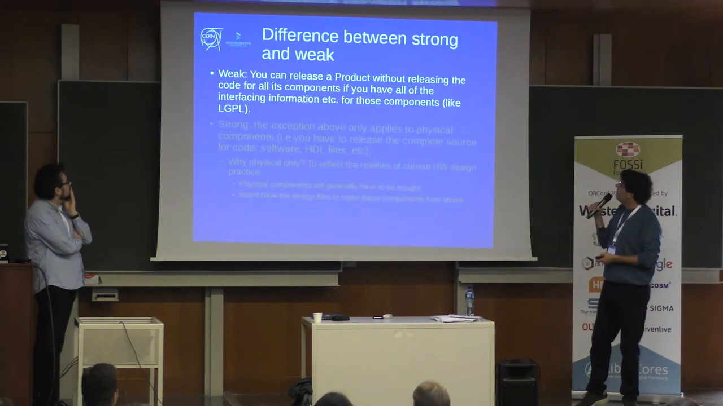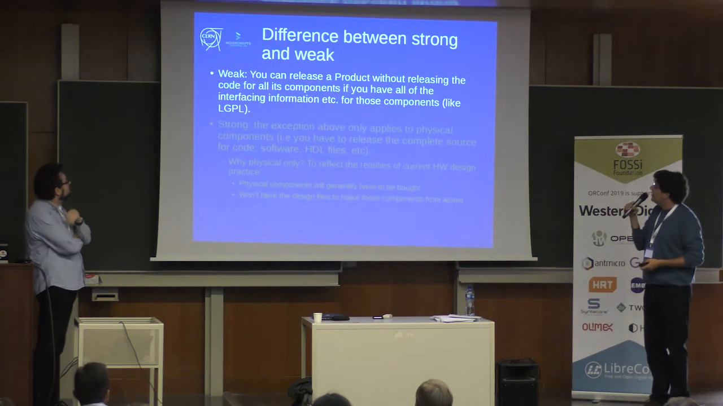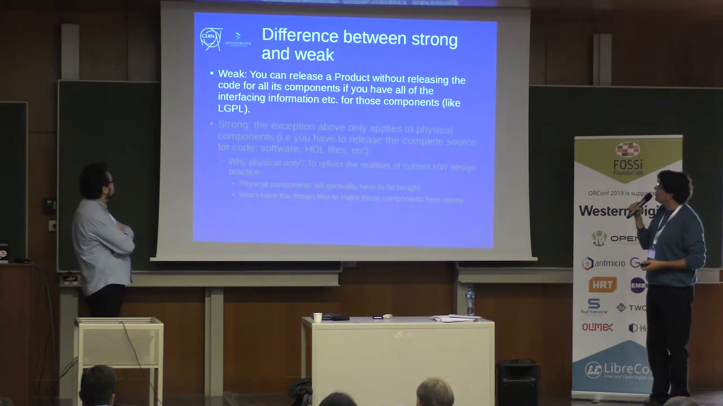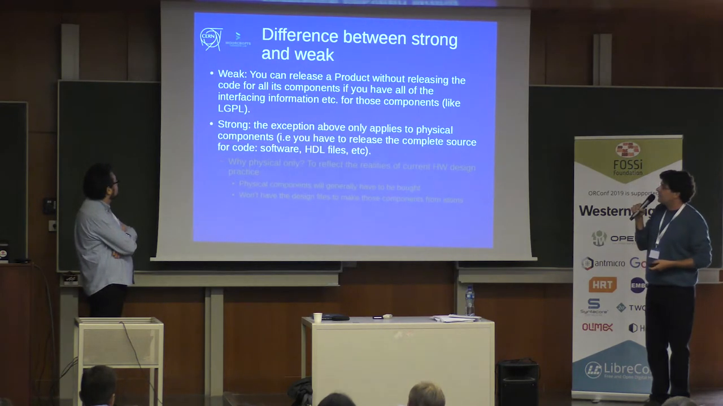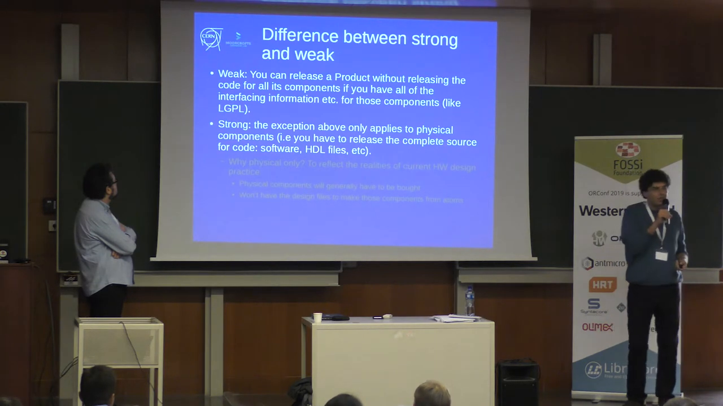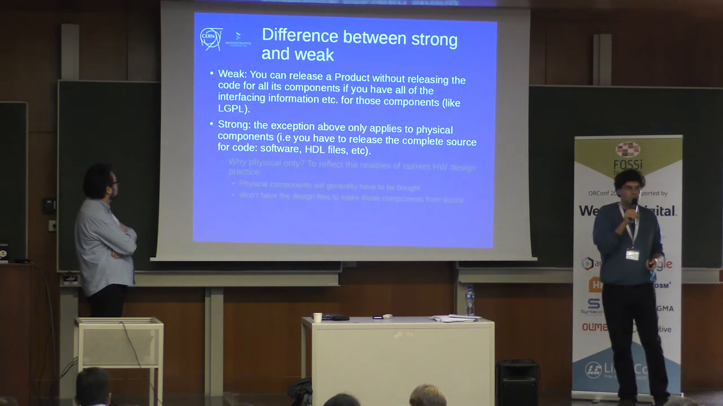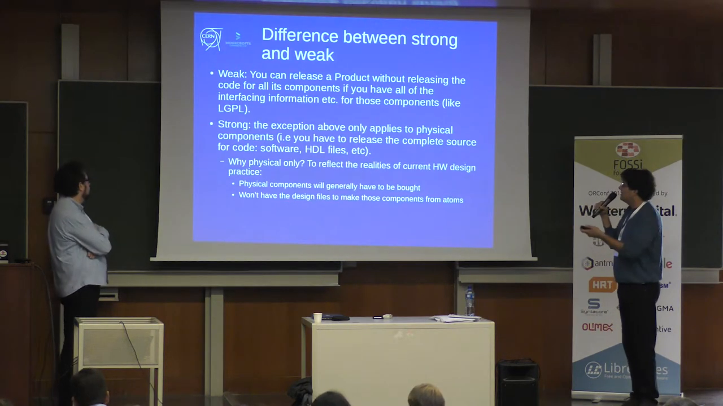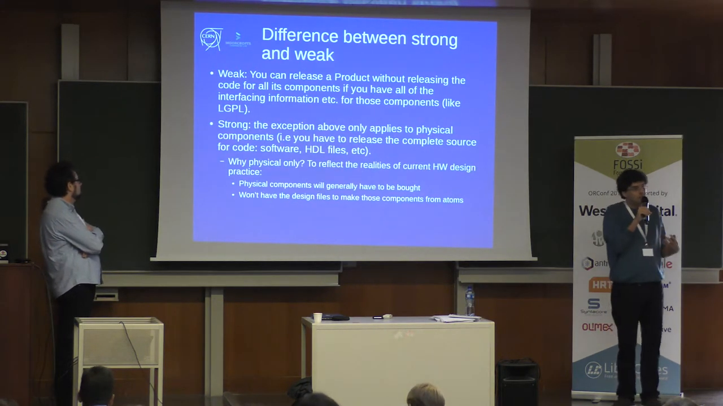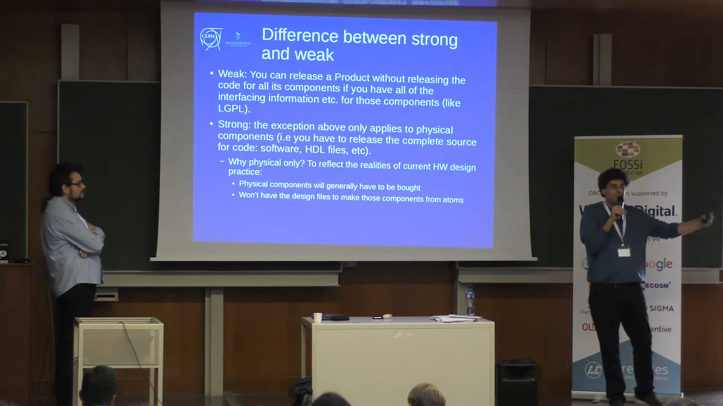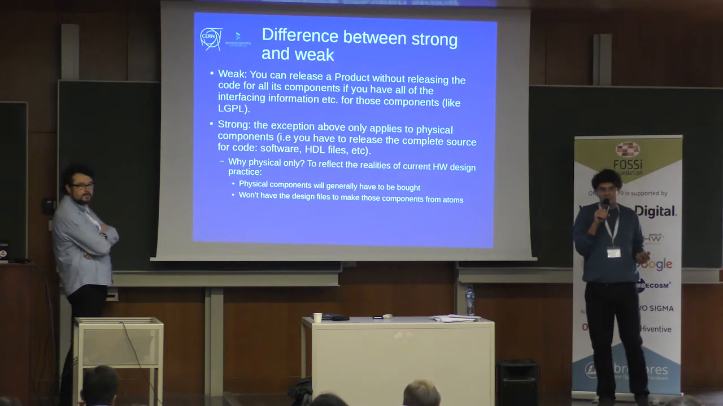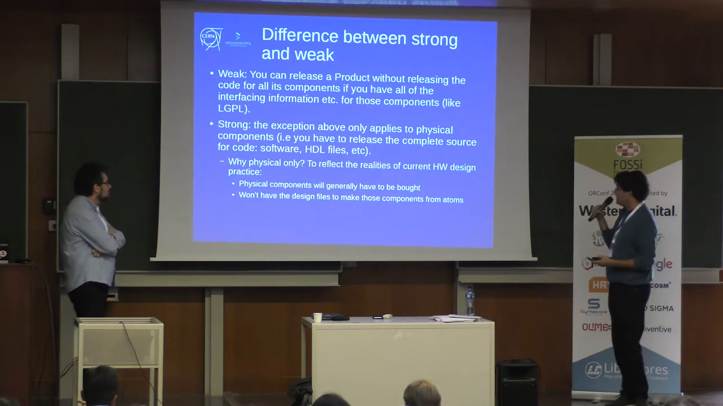Okay. So here I think I've said all of these already. The difference between strong and weak regards the definition of available components. In the case of strong, we only allow them to be physical, so no cores, no HDL cores, okay? And why physical only? Because in the strong case, we want to be as copyleft, as reciprocal as possible, but within reason. Nobody is expected to give you the recipe to make a resistor, okay?